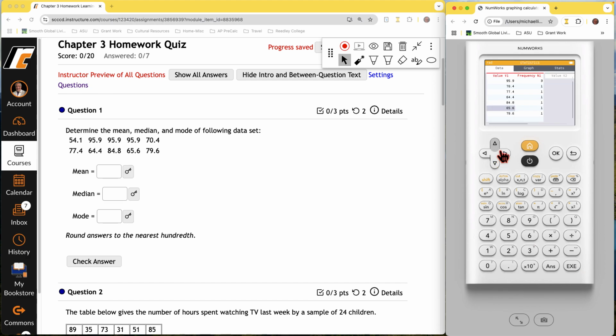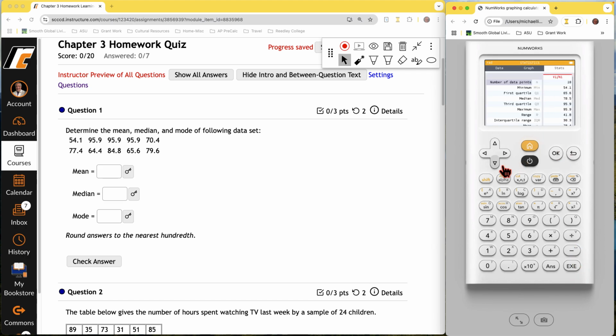What you want to do is make sure you got it all entered in correctly. 54.1, 95.9 occurs 3 times, 70.4, 77.4, 64, 84, 65. Because if you have an error in any of these, you will have an error in your answer, and vice versa. So if you get one of these wrong, it's most likely going to be that you've entered one of these wrong. You've transposed a number or something. I do that quite a bit myself with transposing things. So double check them. We'll go over to stats.